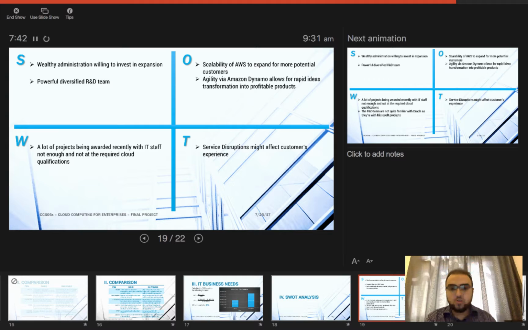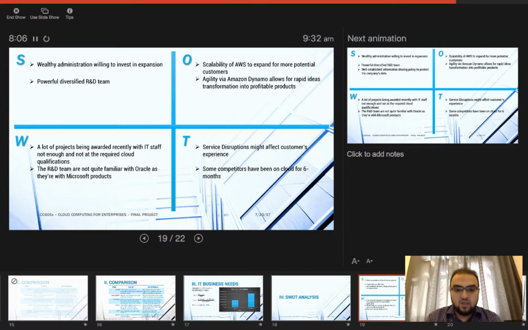So our powerful R&D team will get their ideas quickly developed, quickly deployed, and quickly sent to the public customers. However, our R&D team are not quite familiar with Oracle products. They are more familiar with Microsoft SQL, and this might be a concern when using some Amazon products. And some of our competitors have been in cloud computing for 6 months right now, so we are behind them.